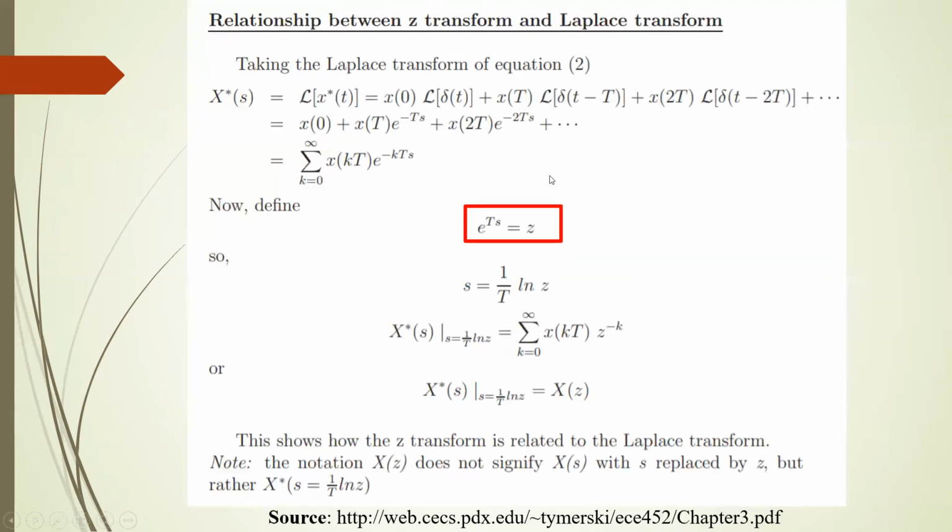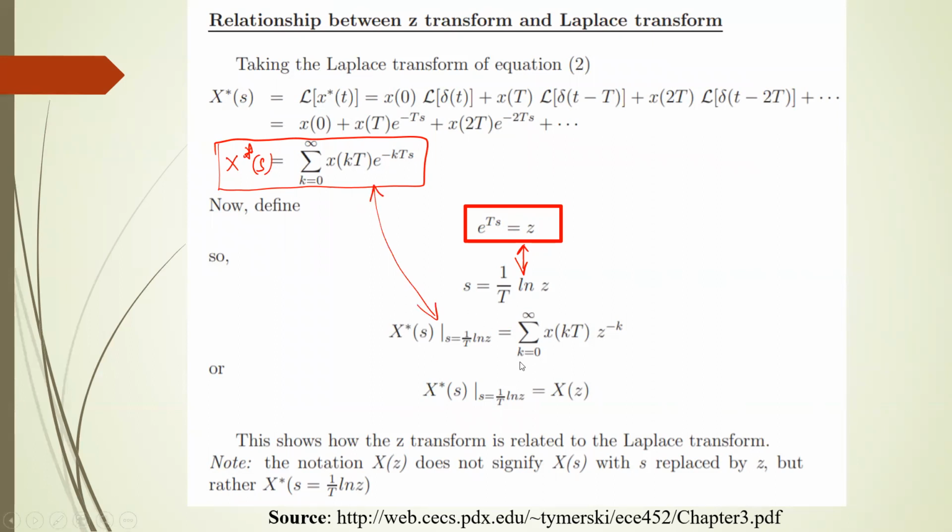If we take the Laplace transform of equation 2, then after simplification we can write x star of s, which is the Laplace transform of the discrete signal, equal to this form. And further, to express this using discrete time notation, we have assumed that e to the power Ts is equal to z. Using this notation, we can also simplify this and rewrite the above expression in the following form.